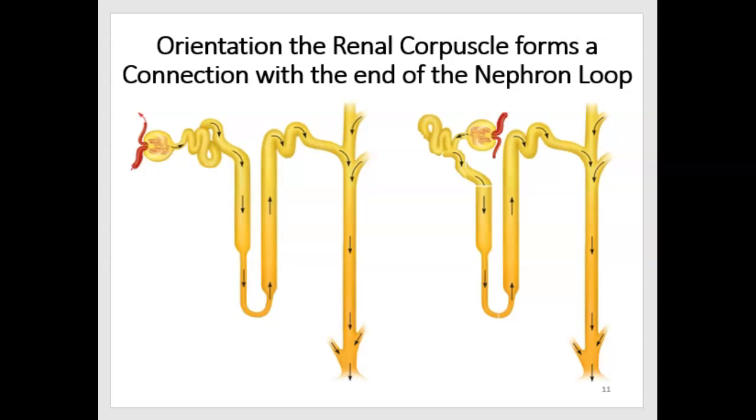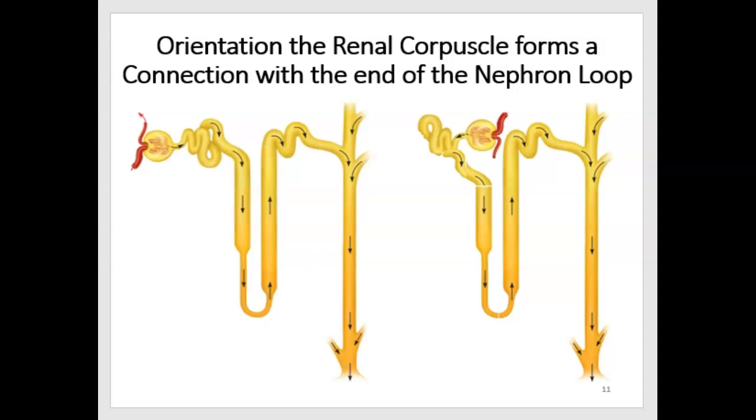One last anatomical topic that we have to discuss is related to the way we've been drawing nephrons and the fact that renal corpuscles aren't really oriented the way we've been showing you. They're oriented in such a way that there is a physical connection between the end of the nephron loop and both the afferent and efferent arterioles.